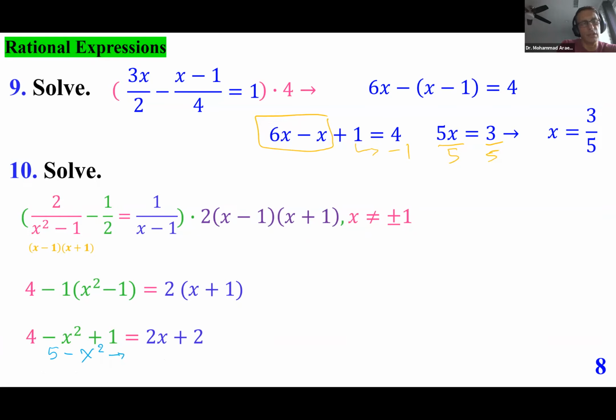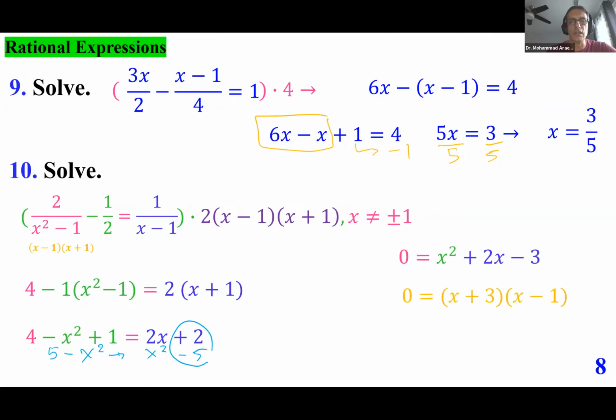If we bring it this way, minus x squared becomes positive x squared, and positive 5 becomes negative 5. If we put it in descending order, we have x squared plus 2x, 2 and negative 5, they add up to negative 3. This is an easy factor. We want two numbers, the product is negative 3 and the sum is positive 2. Therefore, we have x plus 3 times x minus 1.